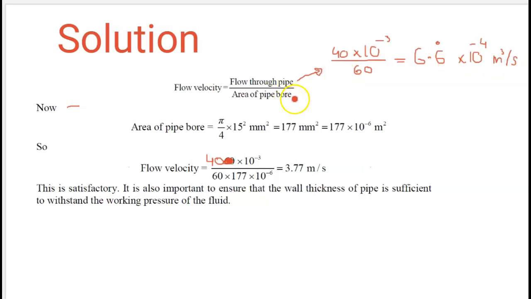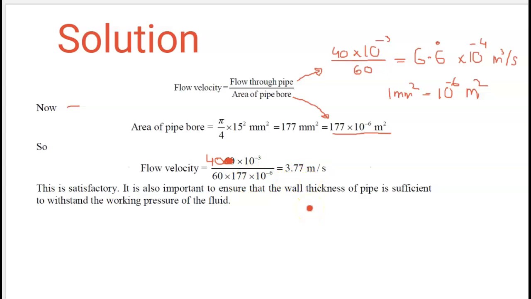And the area we get from this one. The reason there's a millimeter square and that's 10 to the minus 6, is because 1 millimeter square is 10 to the power of minus 6 meter square. And then we put the values in this formula. When you put it in the calculator, you will get this flow velocity, 3.77.